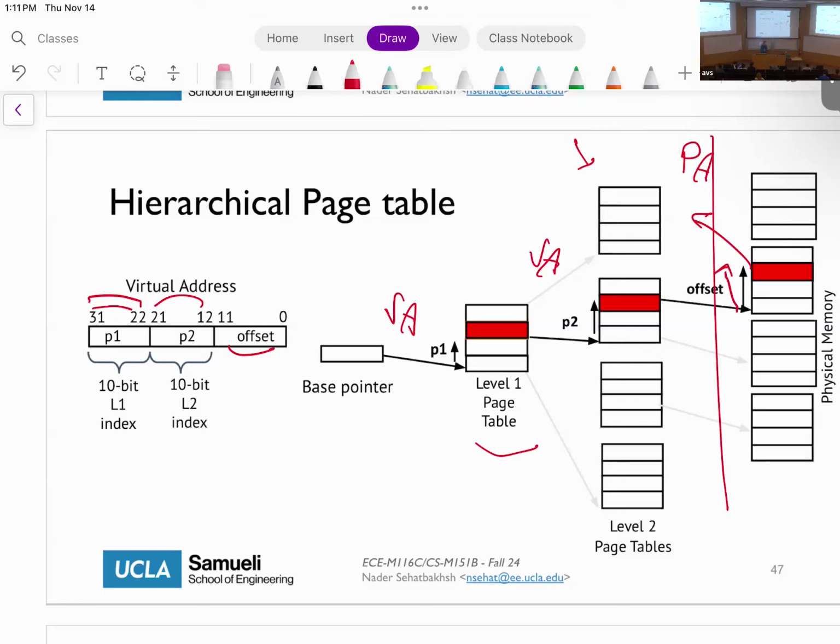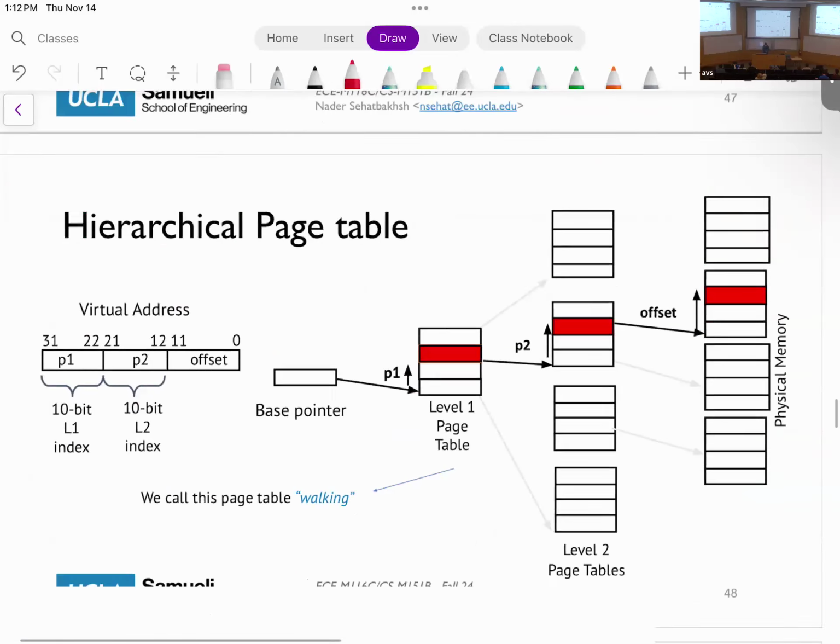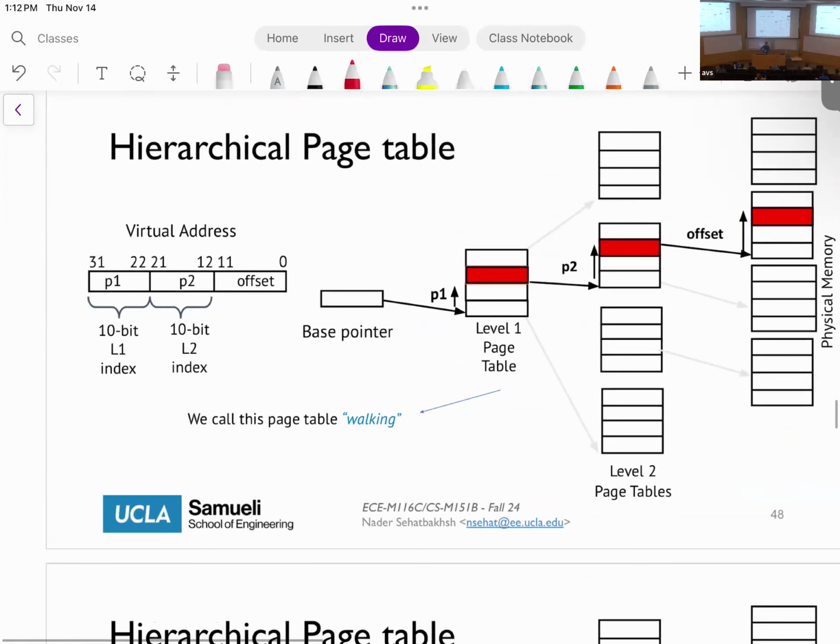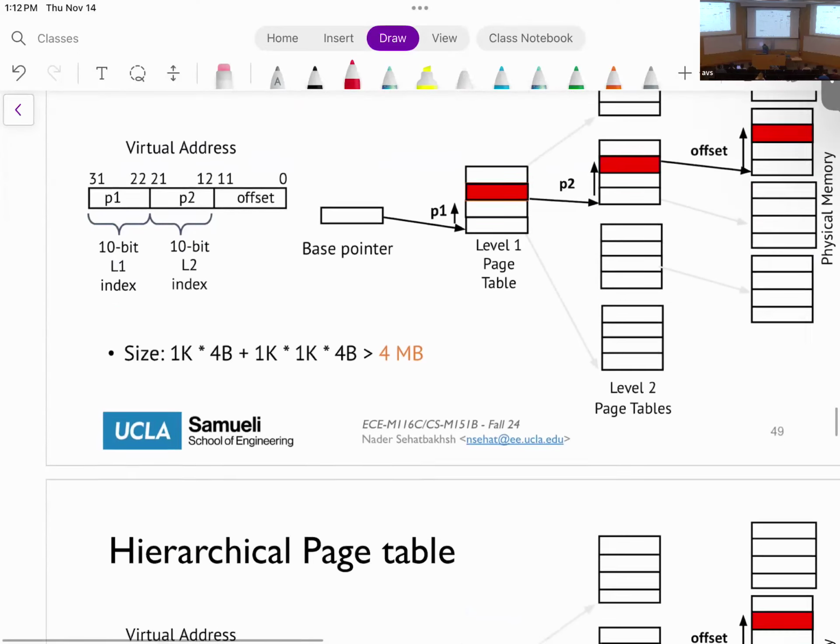So what I'm doing is dividing what used to be one level of translation into two levels of translation. You might wonder why this would be helpful, and that's a good question. By the way, this process is called walking. We kind of walk through different page tables, okay? Modern systems have multiple of these levels. I gave you two, but there might actually be four of these walks. So you may end up doing level 1, level 2, level 3, and level 4, okay? So how does this help?